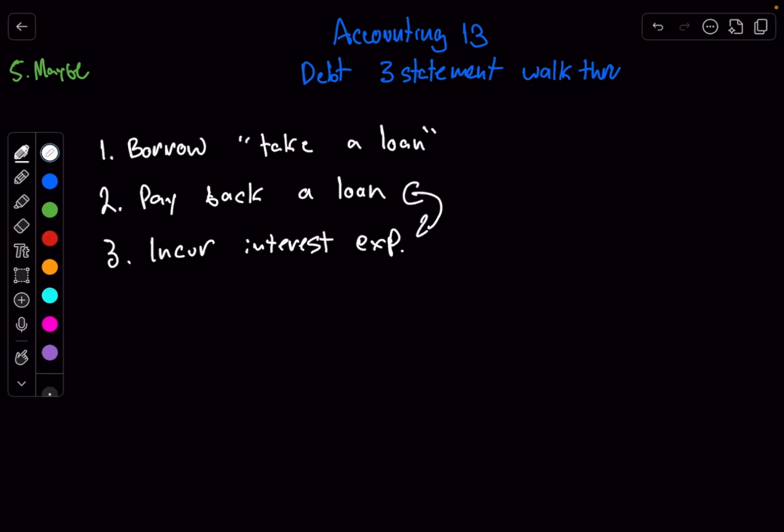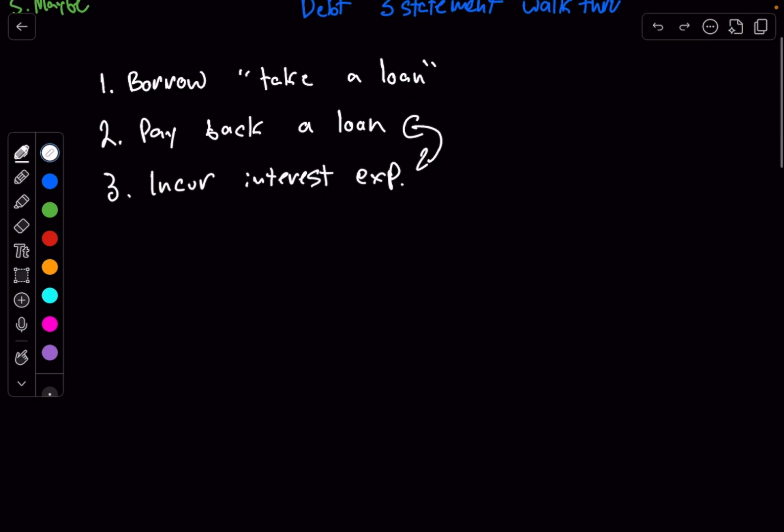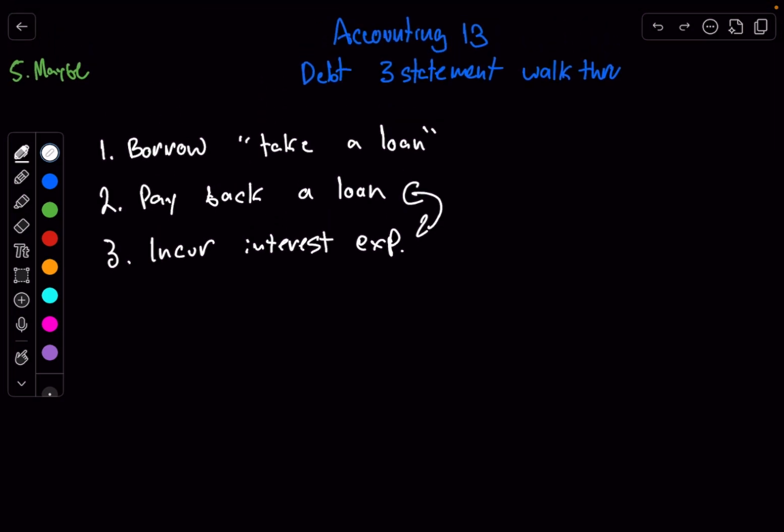So let's kind of get into the intuition on when you borrow or take a loan. What does that look like? Well, if we think about it on a more natural level, right? Well, if you take a loan, let's say that you take out a student loan, what happens, right? So you get cash and you get a liability, right? That's kind of the intuition there.